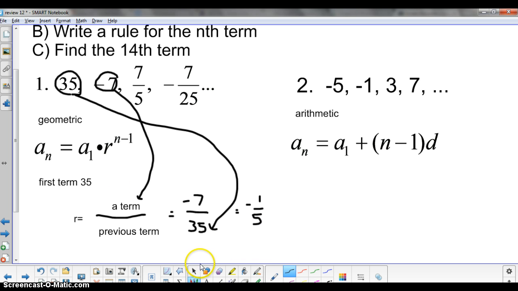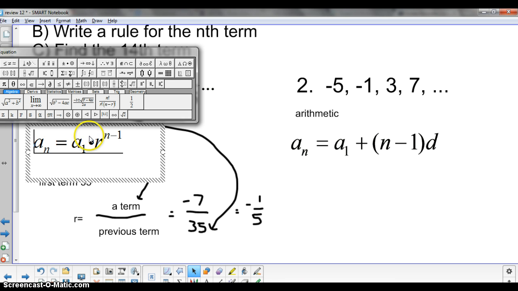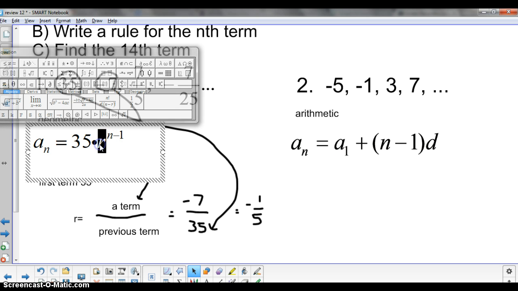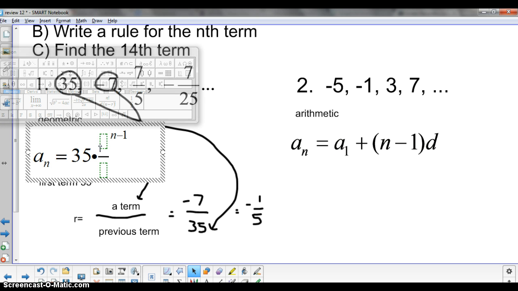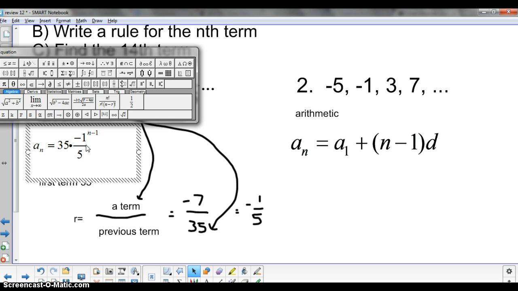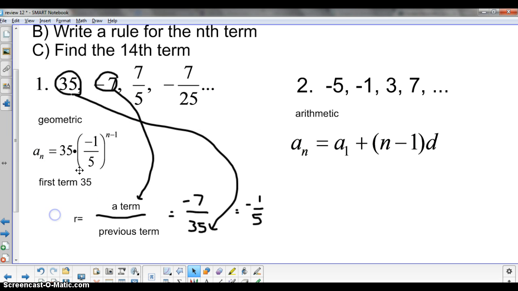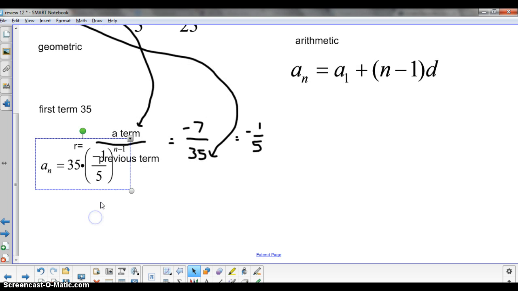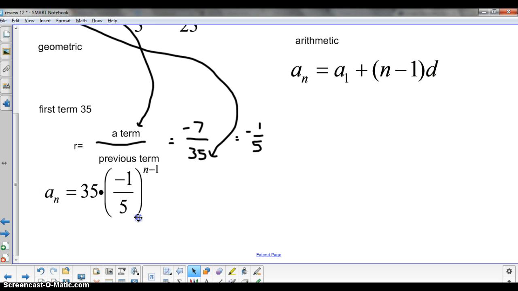So we've got a1, we've got r, and geometrics are a little bit easier. There's not a lot to it. So here's 35. I'm going to replace r as a fraction. This is going to be a -1/5. And the n minus 1 just stays. You can't simplify this at all. Probably clean it up a little bit. Put a parentheses around this entire thing. But really, this is as simplified as you can get right here.